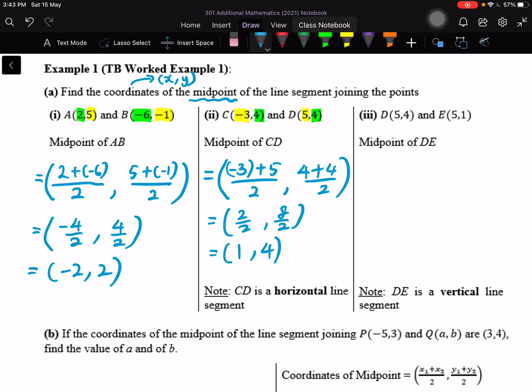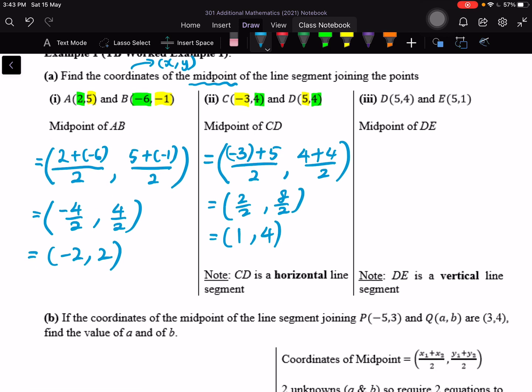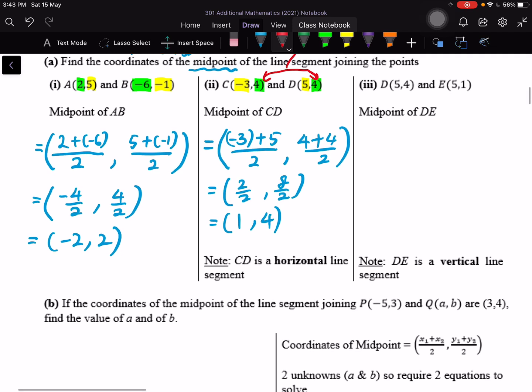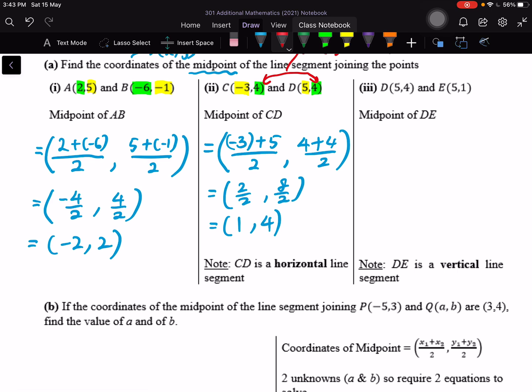Just a note on the line segment joining CD, what do you notice? They have the same y coordinate. What do I mean? If they have the same y coordinate, they are lying on the same horizontal line. For example, (-3, 4) and over here (5, 4). They have the same y coordinate, so it's actually a horizontal line. When it's a horizontal line, what do you expect about the midpoint? The midpoint is somewhere here, so obviously it also has the same y coordinate, because it's a horizontal line. Just a note.